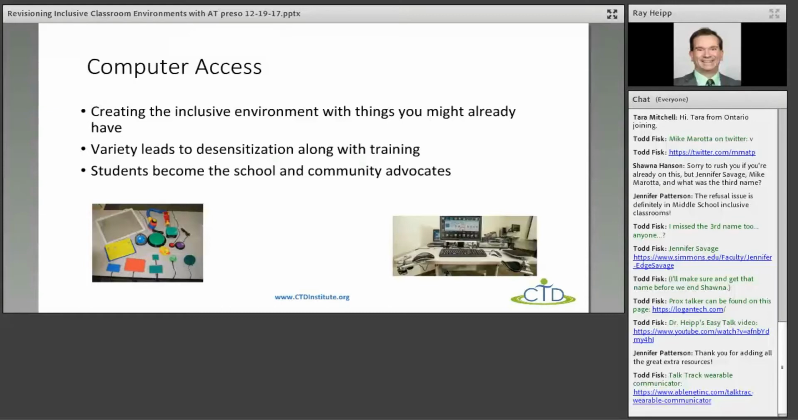Computer access. And please forgive me. I know I am trying to get through a lot of information, and for some of you, it probably feels like you're attempting to take a sip of water from a fire hose. But there are a lot of different ways that we can actually go in and approach creating these inclusive classrooms by using the AT that we already have, or maybe bringing in a new idea or two.